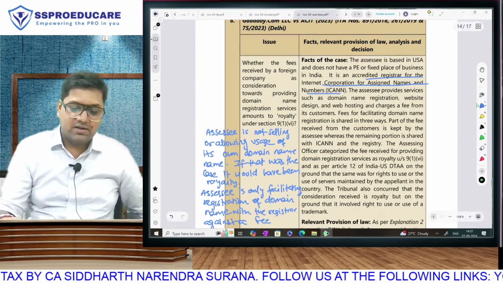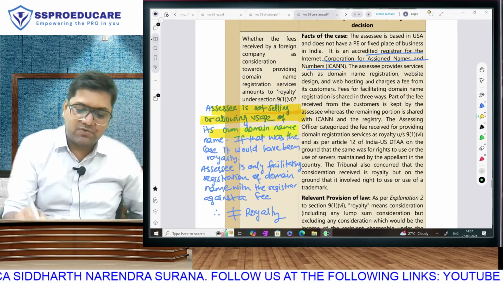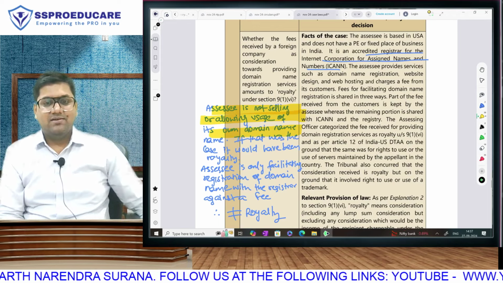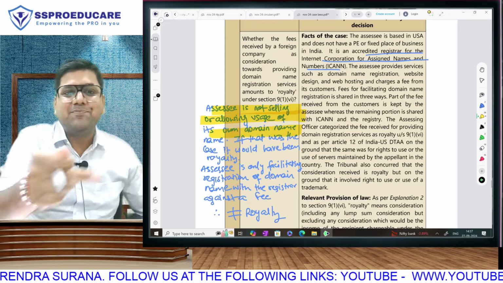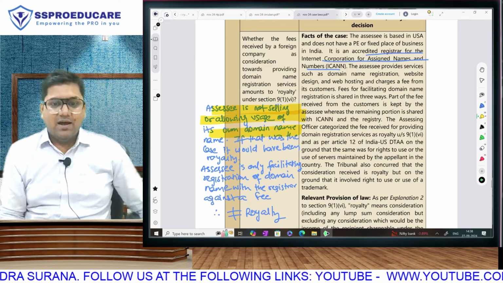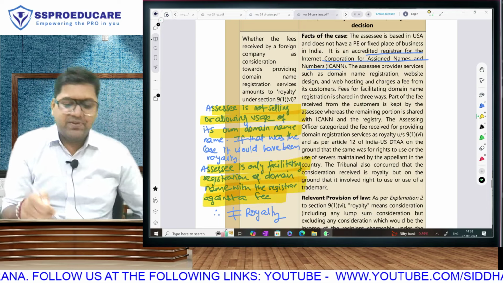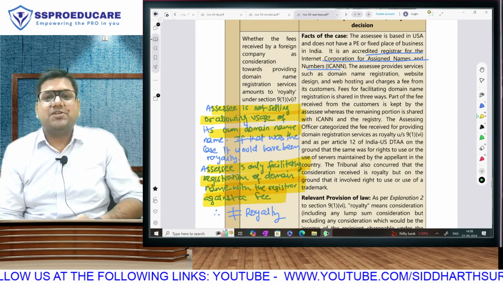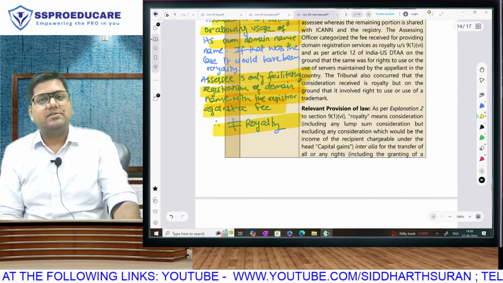Is this royalty? So understand please, the assessee is not selling or allowing usage of its own name. I am not using GoDaddy. I am using SS Pro Educare. I am not using the assessee's name. If I use the assessee's name, then for using that brand, I will pay royalty. The assessee is only facilitating registration of a domain name with the registrar against a fee. It is only acting as an agency that is registering domains. So obviously, this will not be considered as royalty.